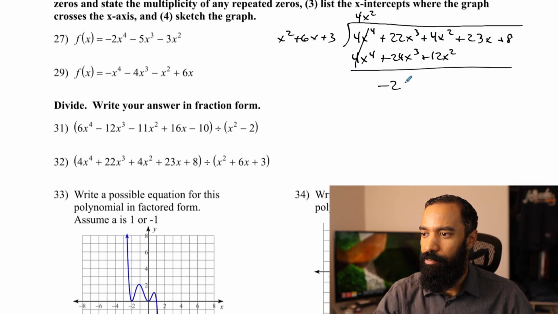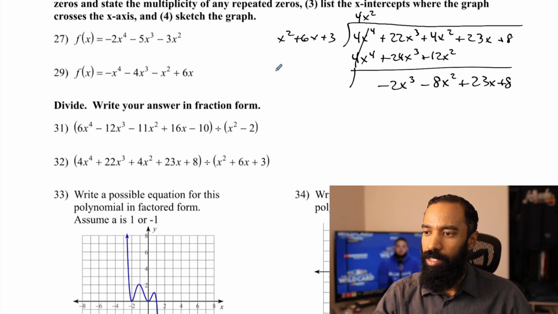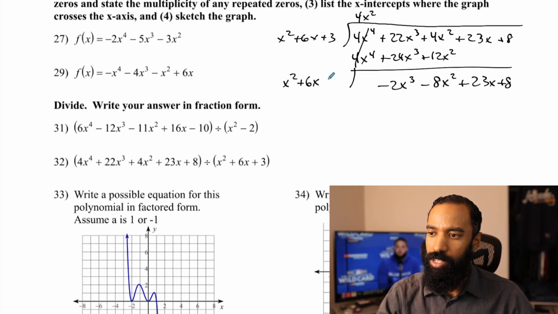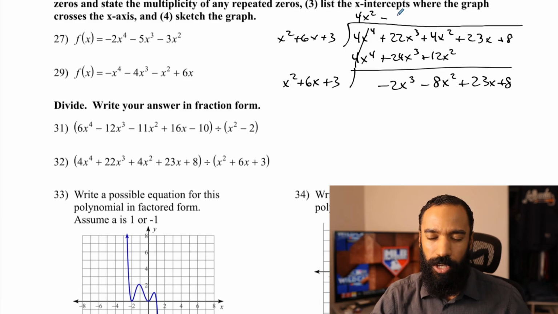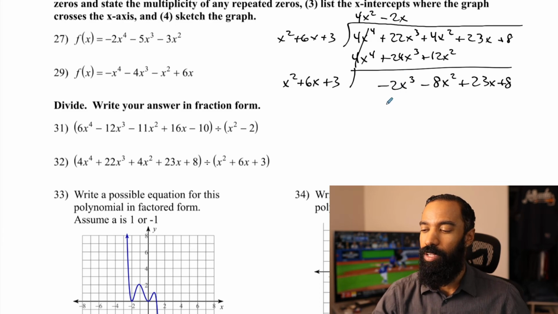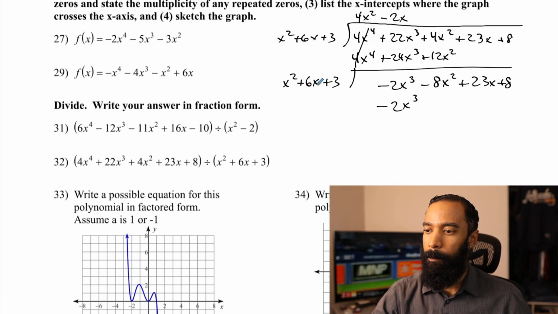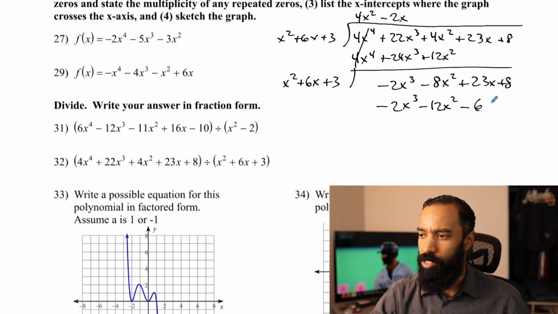Subtract, that's negative 2x cubed. Subtract, that's negative 8x squared plus 23x plus 8. So we get x squared plus 6x plus 3. Then x squared times negative 2x is negative 2x cubed, and then you get negative 2x cubed from that. Negative 12x squared, and 3 times negative 2x is negative 6x.